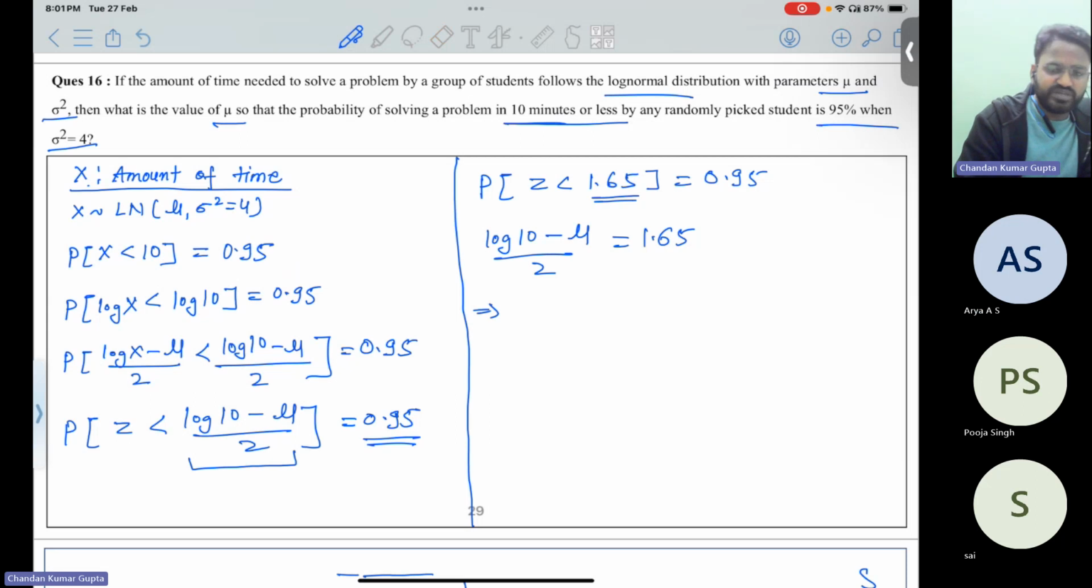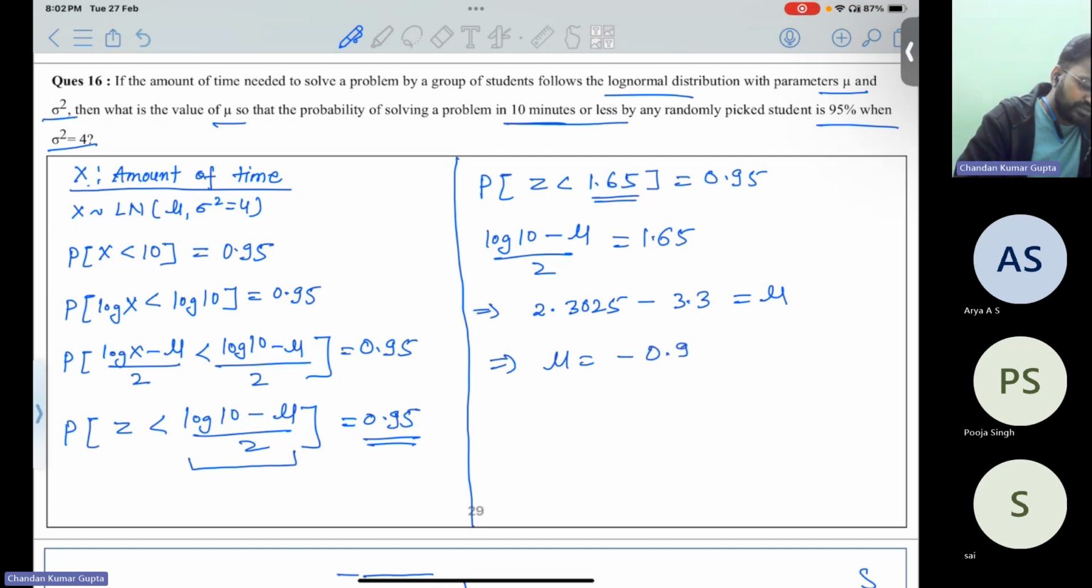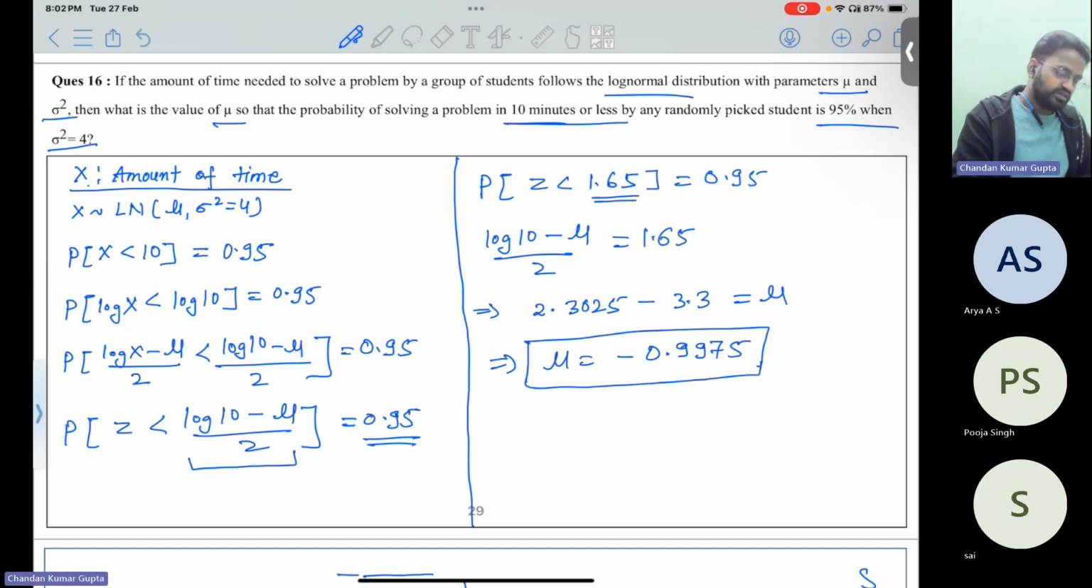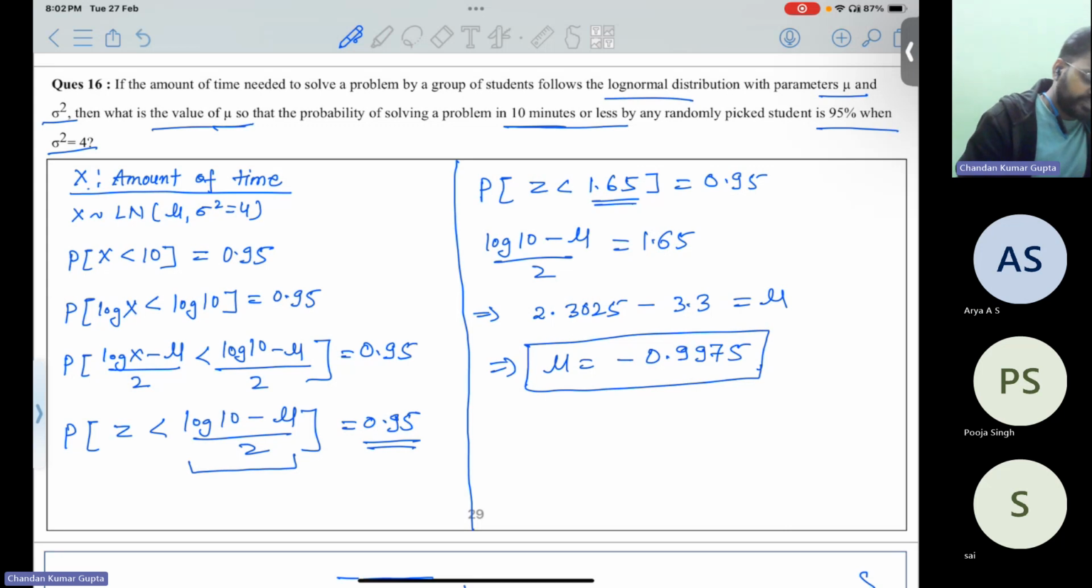So log 10 here is base e. That's why the value of log 10 is like 2.3025. Minus it's 3.3 equal to mu. And from here, we will calculate the value of mu equal to minus 0.9975. So the value of mu is like this. We need to calculate the value of mu, and the value of mu is negative 0.9975. Okay.